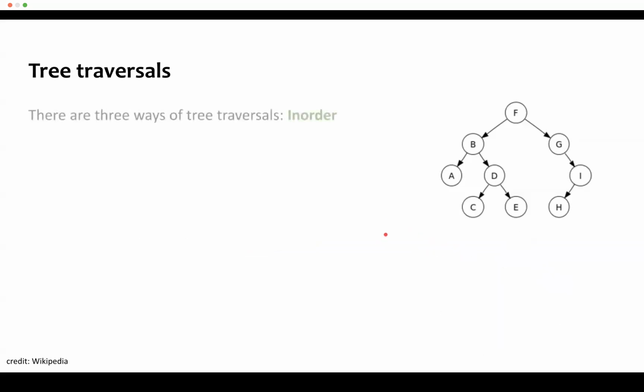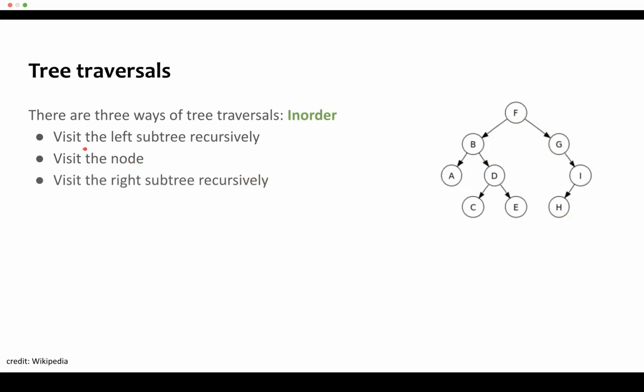Okay. Now we're going to have a look at the in-order scheme. In the in-order scheme, we're going to visit the left subtree first and then visit the node itself. So in this case, when we start from F, rather than visiting F first, we are going to process the left part first and then the node itself and then the right part. So visit the left subtree recursively first and then visit the node and visit the right subtree recursively.